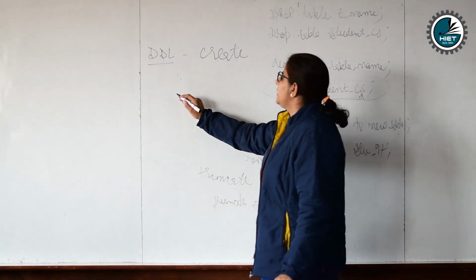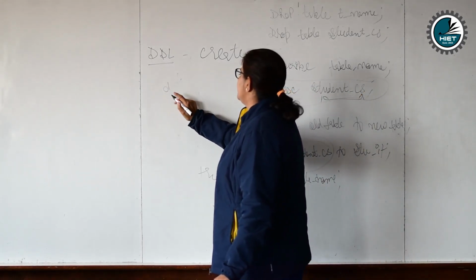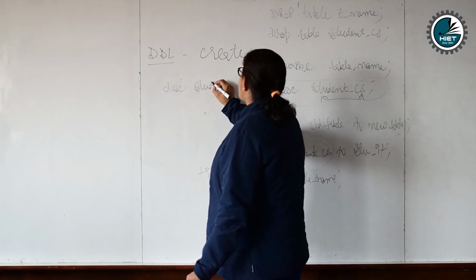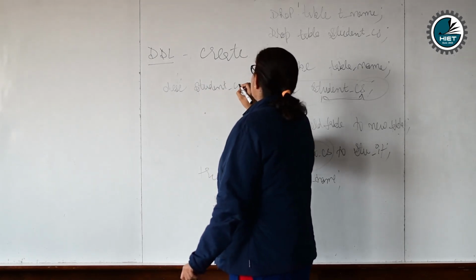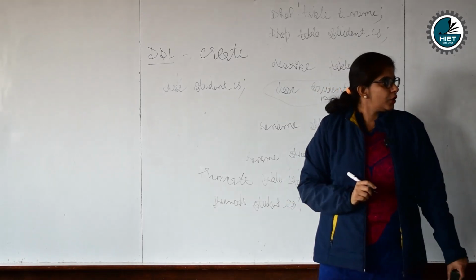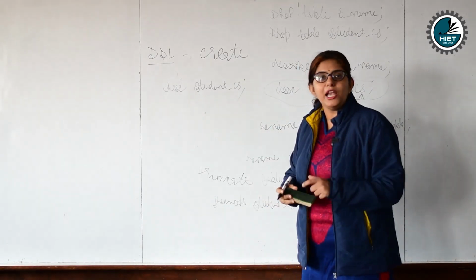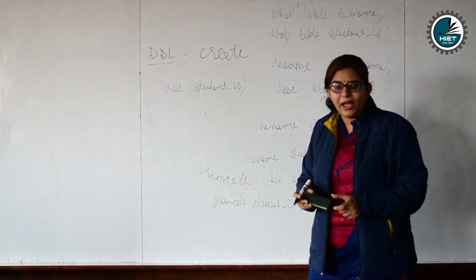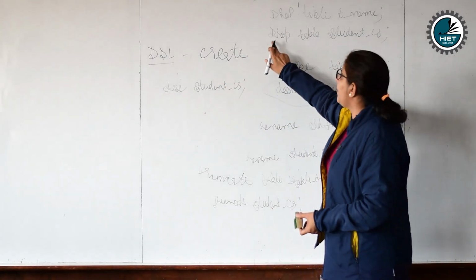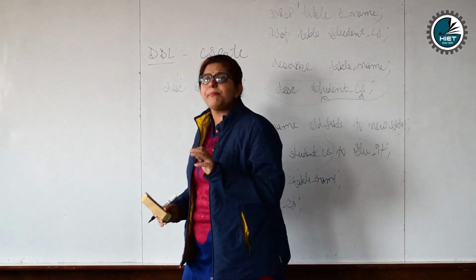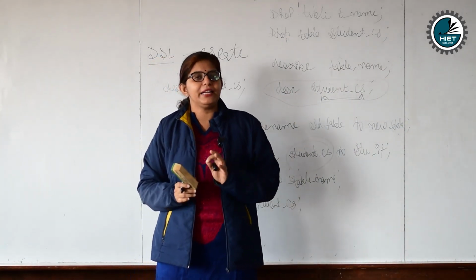If I write describe, table name is student underscore CS, and do this, it will give an error. What will be the error? Table not found in the database. Why? Because we already dropped that table, we already deleted that table from the database. That's the main difference between truncate command and drop command.